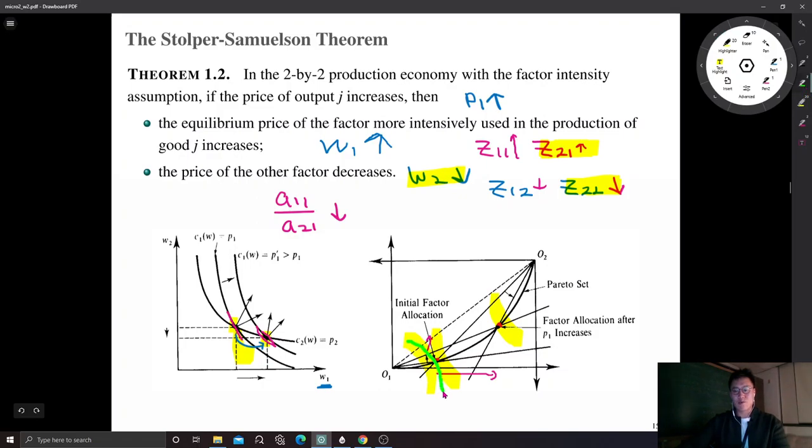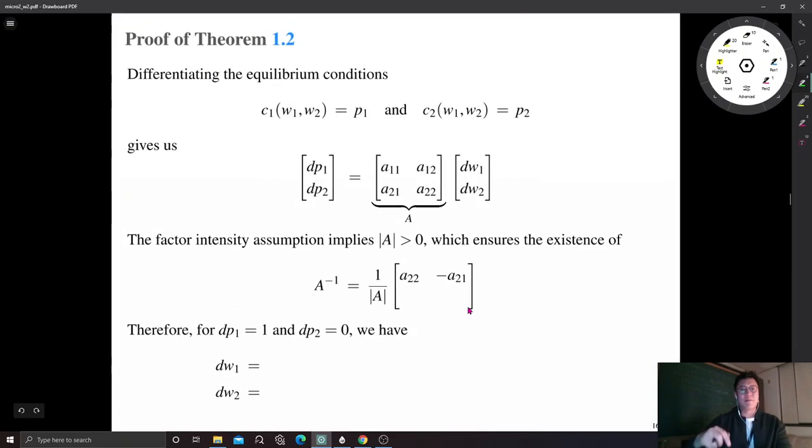So now the new isoquant at the new allocation will be below the previous one, okay? So this is the Stolper-Samuelson theorem. The exact proof is not that difficult, and it's pretty short and simple, so I'm going to do that. Here we have two equilibrium conditions regarding input prices, so input prices are determined by these two level curves.